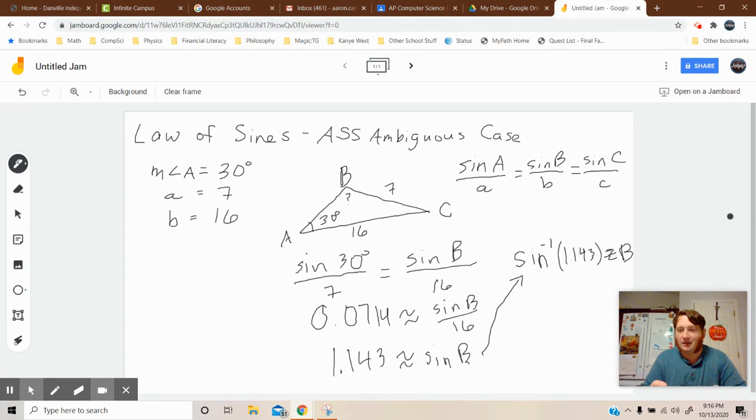Well, here's the problem. If you attempt this and do inverse sine of 1.143, or just the number on the screen, your calculator will do something along the lines of error. It might say domain error, or it might say just error. It should make it clear that there's a problem.